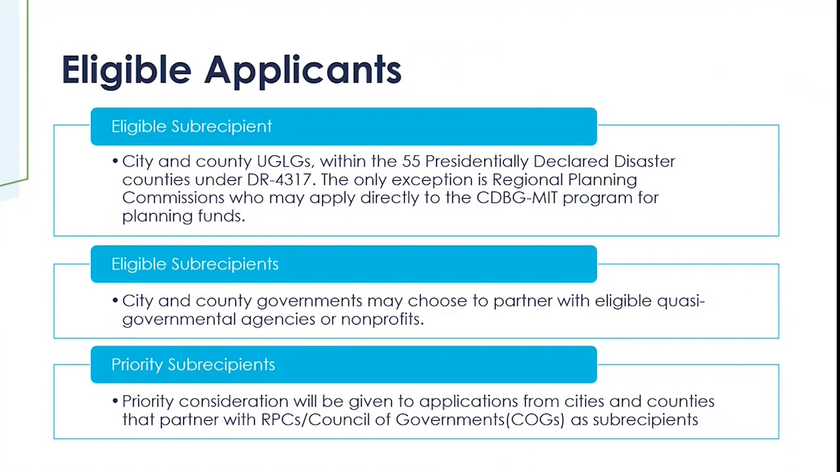Obviously, also the communities that fall within the MID zip codes. But they also include regional planning commissions and councils of government who can apply for the planning funds that fall under this category as well. Units of general local government also have that opportunity to partner with other eligible entities to make applications for mitigation projects. And priority is actually placed on applicants that partner with RPCs as subrecipients.